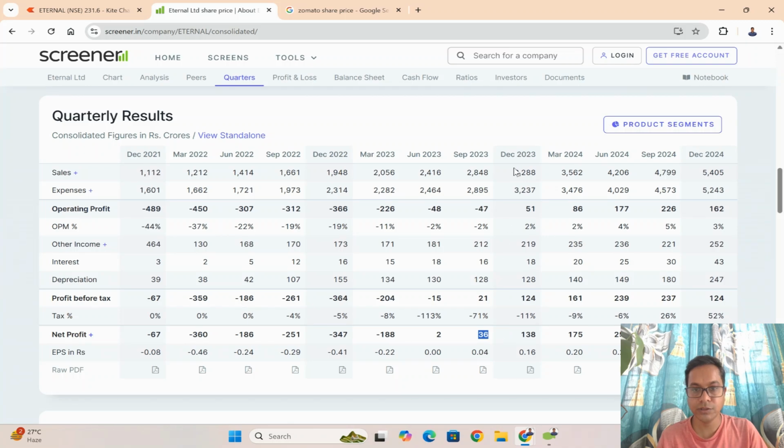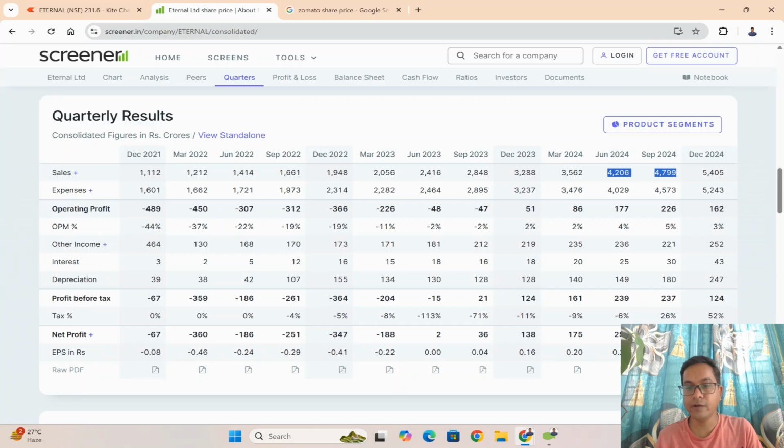You will hold the stock. Again, next quarter it has increased, and the profit also increased. Next time also it increased. Next time also increased. Now, if you see here, June 2024, first time in that particular quarter, the profit has dropped, net profit. Okay, although the sales was higher.